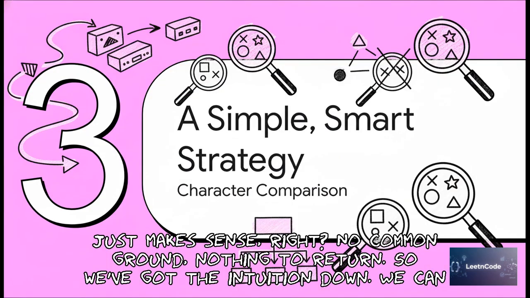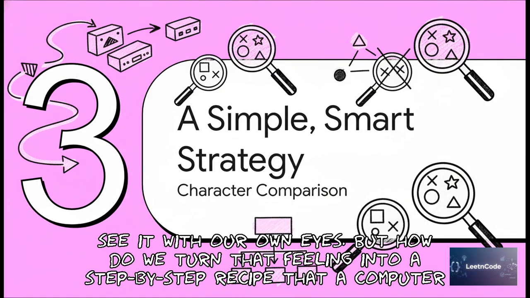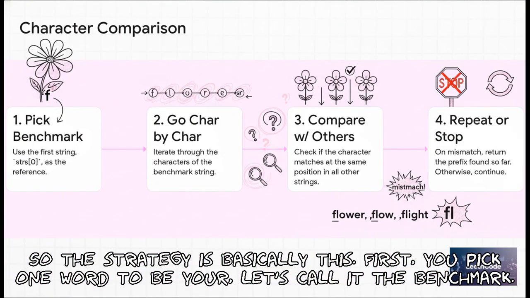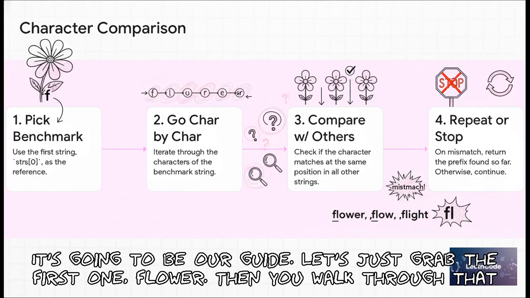So, we've got the intuition down. We can see it with our own eyes. But how do we turn that feeling into a step-by-step recipe that a computer can actually follow? Well, let's break down a really simple but super smart strategy. So the strategy is basically this. First, you pick one word to be your, let's call it the benchmark. It's going to be our guide. Let's just grab the first one, flower.